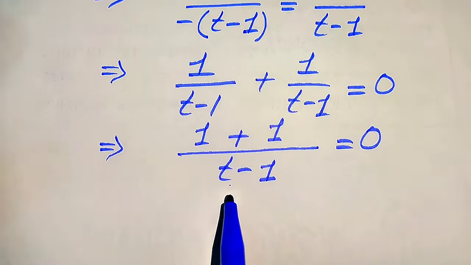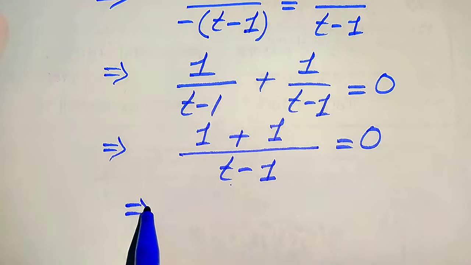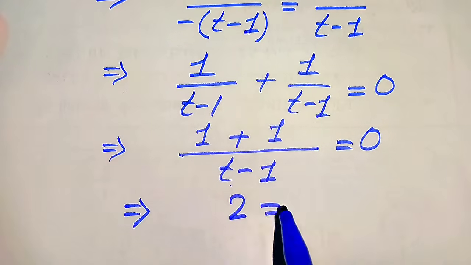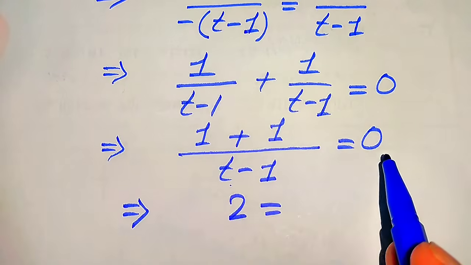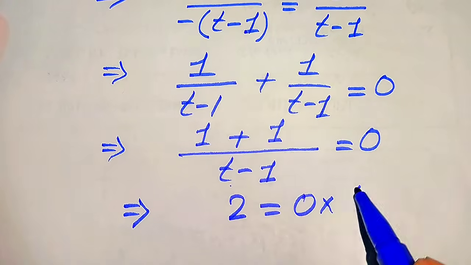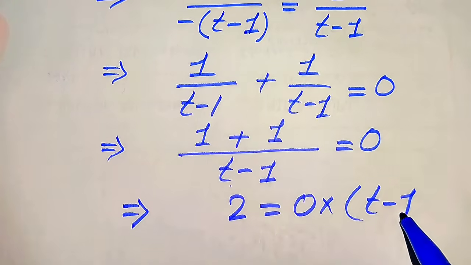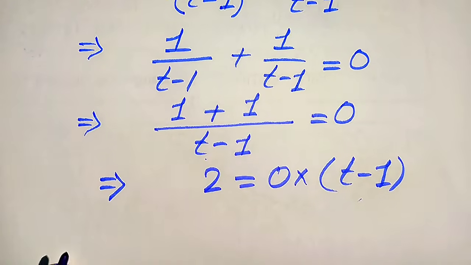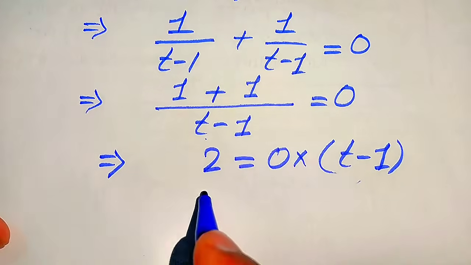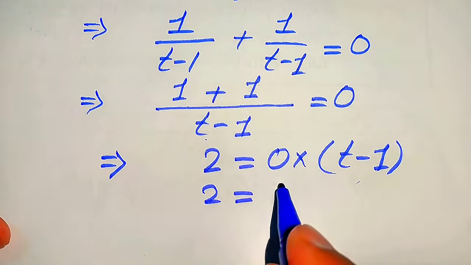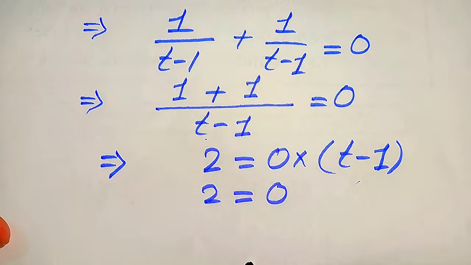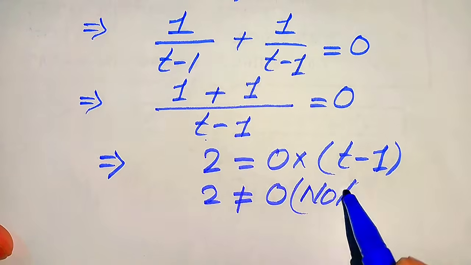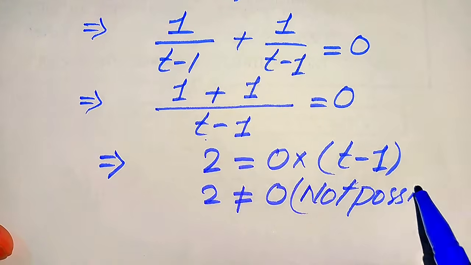And here we move this t minus 1 to the right hand side, and here we get 1 plus 1 is equal to 2, and this is divided by, when we move it to the right hand side, it is multiplied by t minus 1. So 0 is multiplied by t minus 1, and we know that when we multiply 0 with any number, it will become 0. So we get 2 is equal to 0, because 0 times this number is equal to 0, and 2 equal to 0 is not a possible case. It is not possible that 2 is equal to 0.